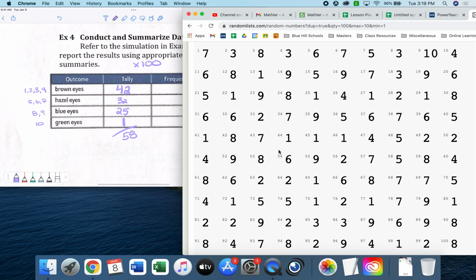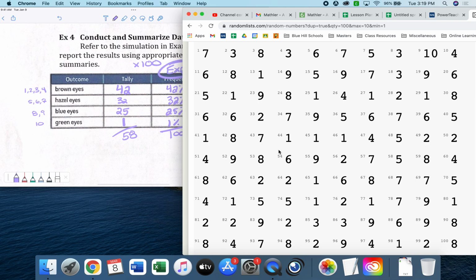There's 42 brown-eyed people. Okay, so as a frequency, because we did it out of 100, we made it really nice for ourselves, right? 42%, 32%, 25%, and 1%, to make a total of 100%. Now, was that my experimental or theoretical probability? Experimental. That was after we did the experiment. This is our experimental probability.